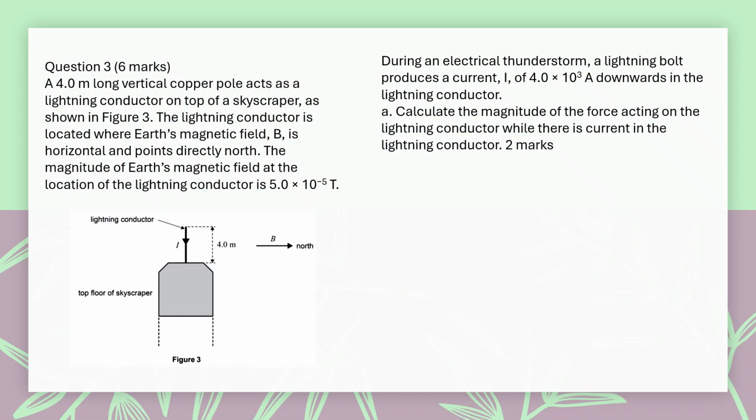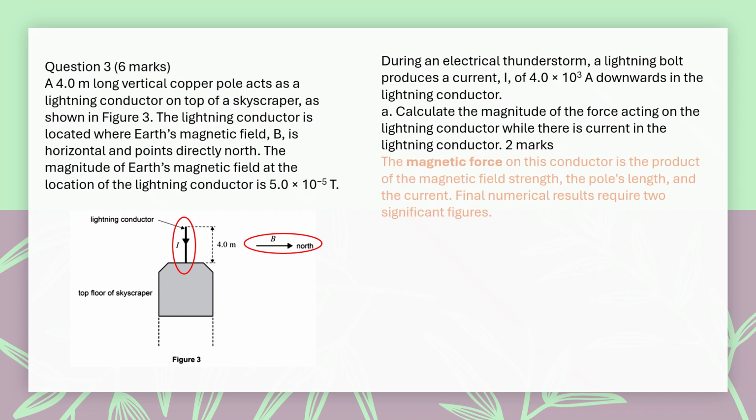A long vertical copper pole, serving as a skyscraper's lightning conductor, is situated where Earth's magnetic field, B, is horizontal and points north. The magnetic force on this conductor is the product of the magnetic field strength, the pole's length, and the current. Final numerical results require two significant figures.